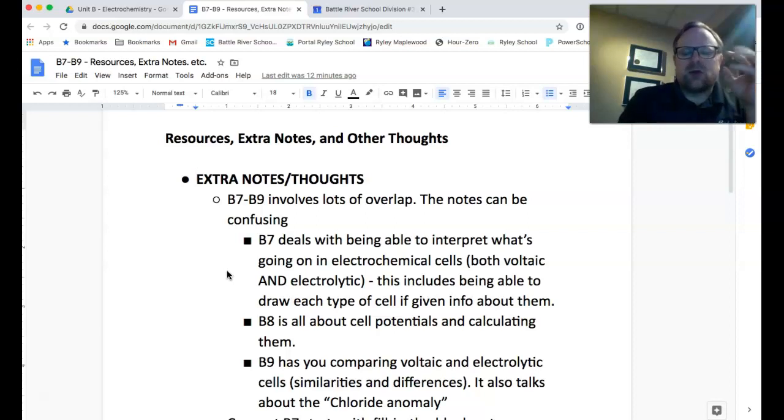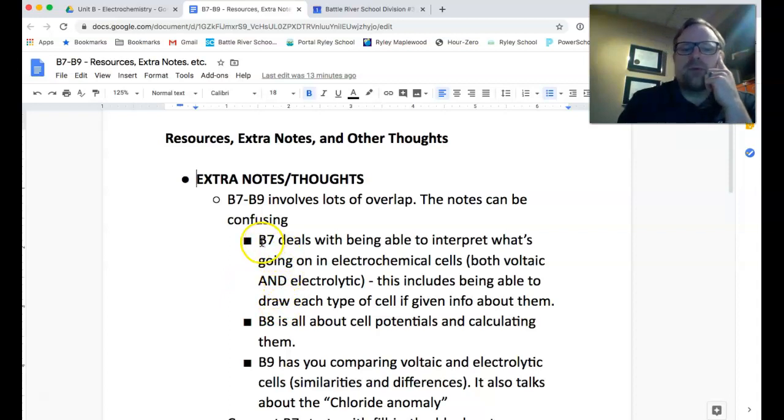And so the notes themselves can be a little bit confusing. The very first thing after B6 is a small fill-in-the-blank section of notes that you will do on your own out of the textbook, just introducing you to cells and batteries. Fill those notes in first. Make sure you read the textbook section, because it will preview what you need to know for moving on in B7.